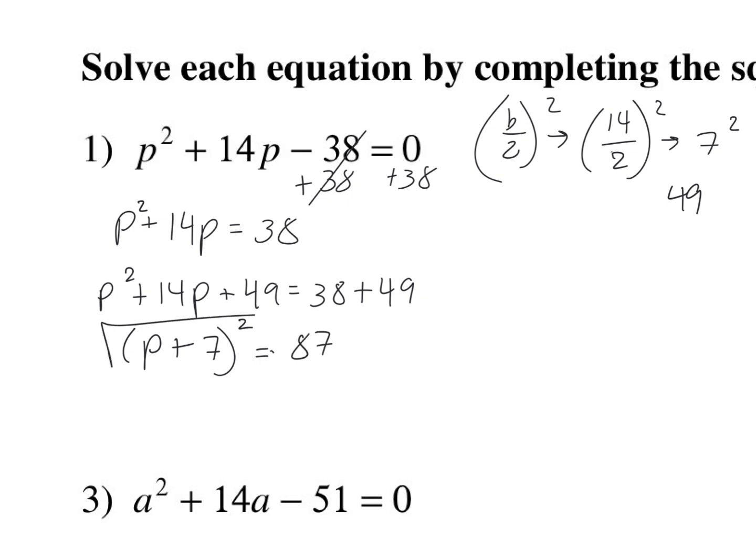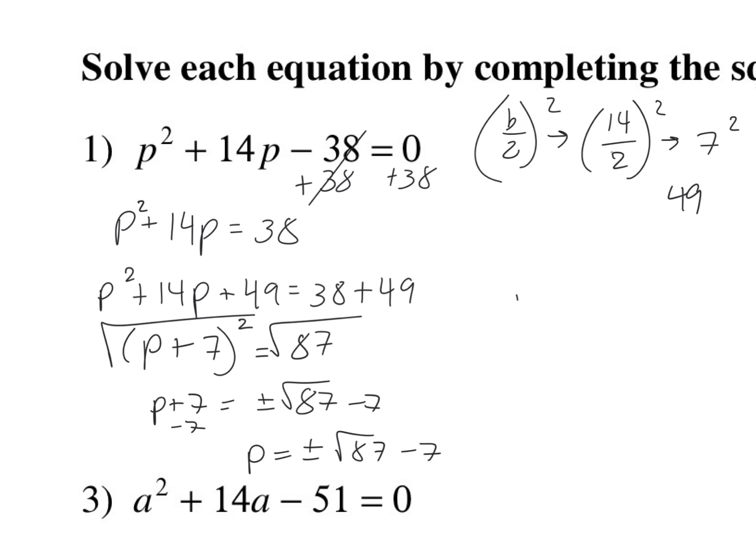Then we take the square root, and we're left with p plus 7 equals plus or minus root 87. We subtract the 7 on both sides, and we're left with p equals plus or minus root 87 minus 7, or you can also write it as p is equal to negative 7 plus or minus root 87. Either one is fine. It's the same thing.